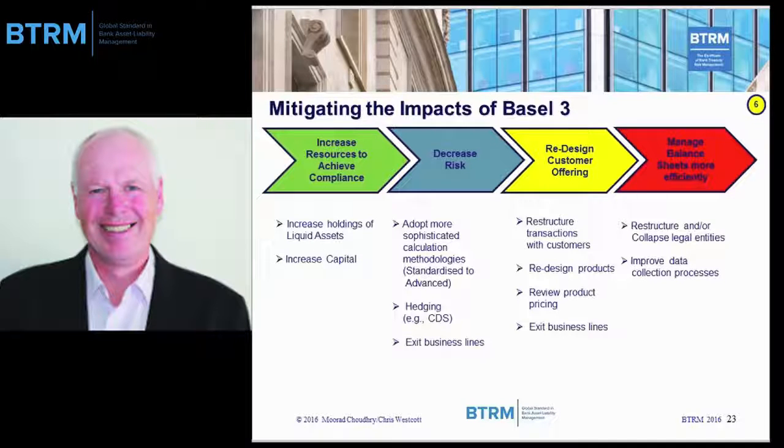Clearly, one way of reducing the burden is to try and decrease the risk, and there are a number of possible ways this may be done. Possibly more sophisticated calculation methodologies could be adopted. Now, I say possibly because that's maybe not as easy as it might sound to achieve. More likely is that organisations will decrease the risk either from hedging, so maybe purchasing cover through CDS, or just exiting business lines, just getting out of particular lines of business which consume a lot of balance sheet resources.